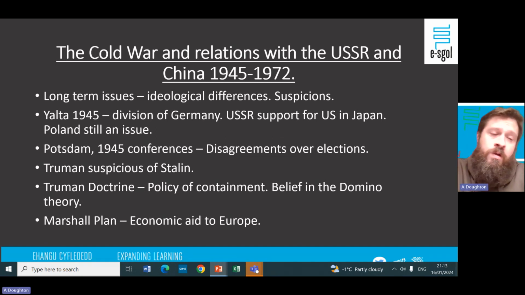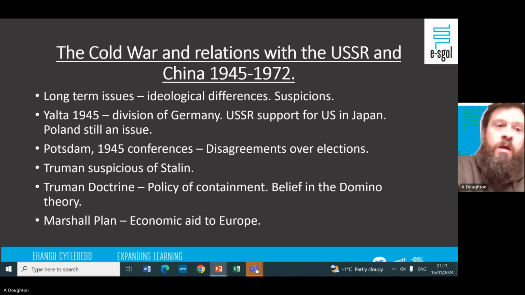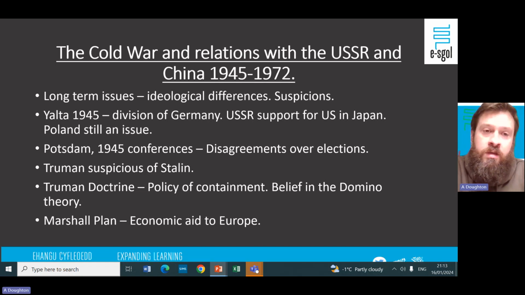So there were clearly long-term issues between America and the Soviet Union. They had ideological differences. America was a capitalist country that feared communism. They've had those suspicions since the October Revolution in 1917. Now they meet at Yalta and they agree to divide Germany. The Soviet Union gives support for the US and Japan, but Poland is still an issue.